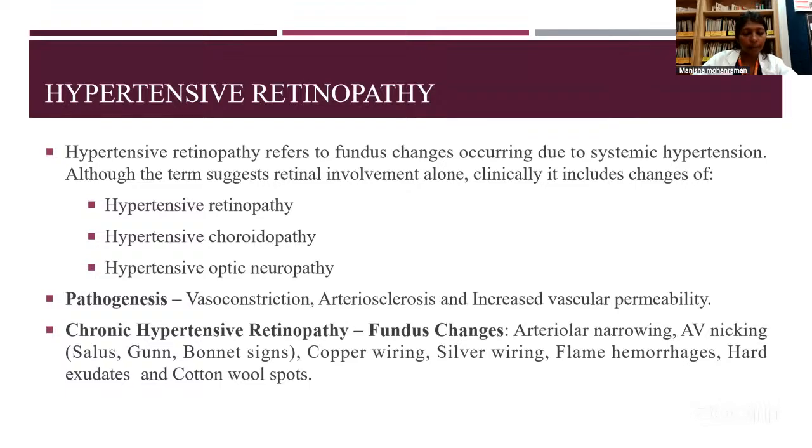Clinically, hypertension includes changes in hypertensive retinopathy, hypertensive choroidopathy, and hypertensive optic neuropathy. The pathogenesis is vasoconstriction, arteriosclerosis, and increased vascular permeability. Hypertensive retinopathy is classified into two types: chronic hypertensive retinopathy and malignant hypertensive retinopathy.